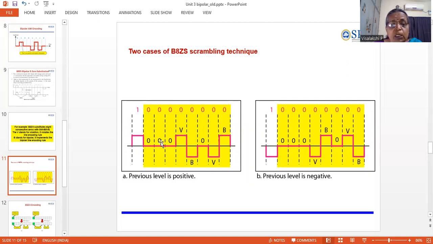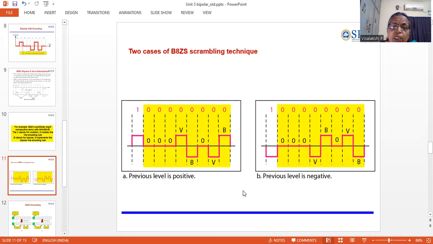And the fourth position violates, because 000VB. So it violates at that position, and then the B for the bipolar will happen here, and then 0 and violation, and then a bipolar positive value. So the previous level is positive. It uses 000VB, and then the 0VB pattern.